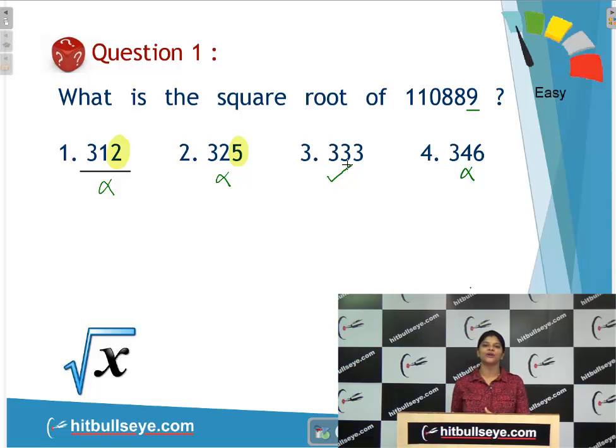And also for your verification, you can check that in the third choice, the units digit is 3 and the square of 3 ends with 9. So I hope, friends, that this trick is very useful to you in most of the aptitude exams. Let us go to the next question.